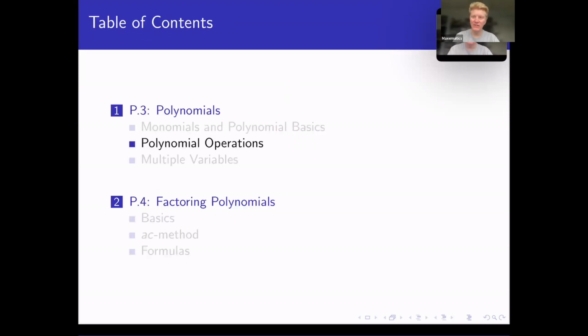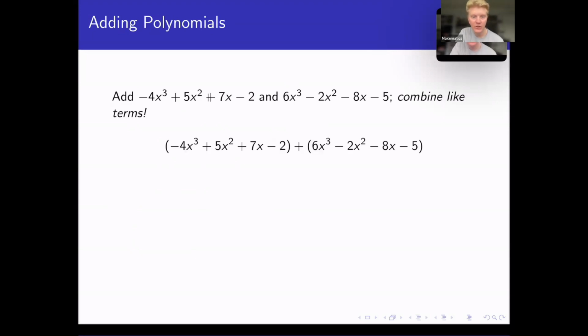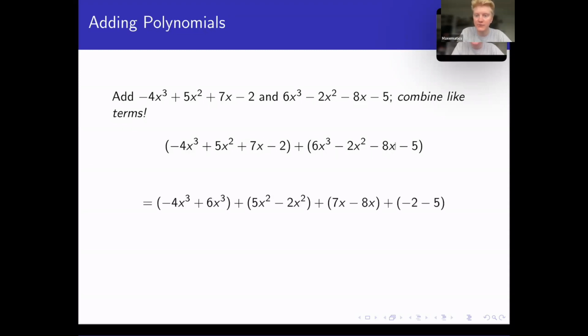Okay, well, we're very interested in doing operations on polynomials. So we're going to add, subtract, multiply, all sorts of stuff like that. So adding polynomials, if we wanted to add these two things right here, all we're going to do is combine like terms. So we have this polynomial plus this polynomial, and all we're going to do is group like terms together. So negative 4x cubed plus 6x cubed, we're going to pair those together. 5x squared and negative 2x squared, we're going to combine those together. 7x minus 8x, negative 2, and negative 5.